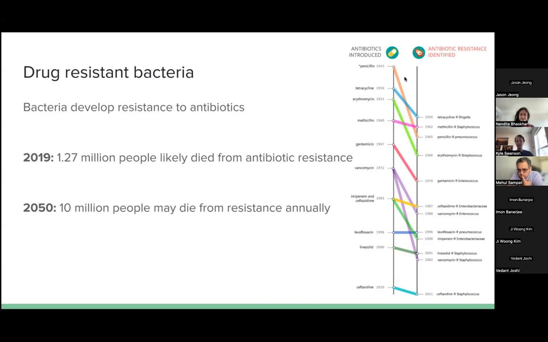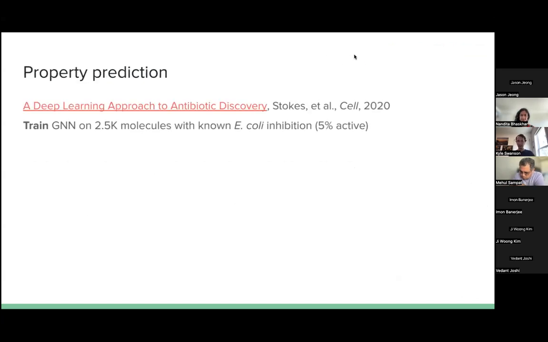So what we're interested in is trying to use machine learning methods to help accelerate the discovery of new antibiotics, and specifically structurally novel antibiotics, so that the new antibiotic will work in such a way that it can overcome these existing resistance mechanisms. The first way that you might think about going about this is an approach that we took a few years back.